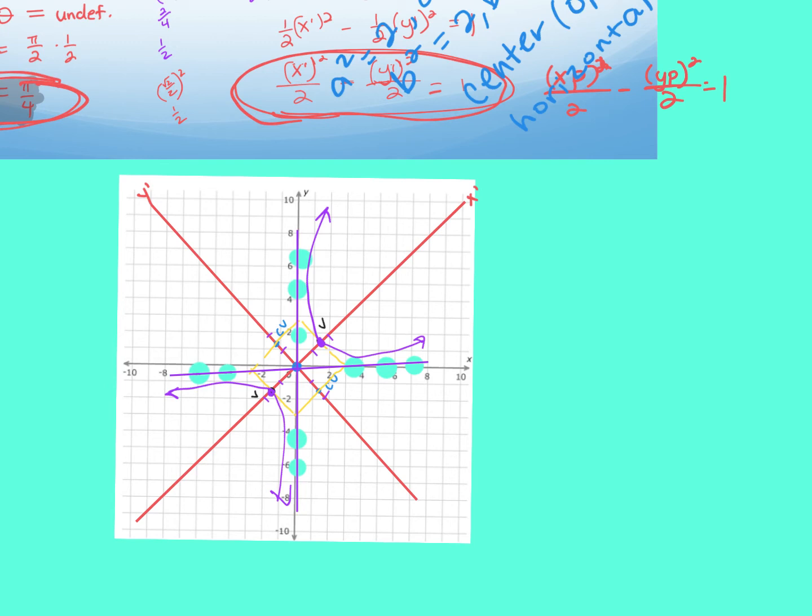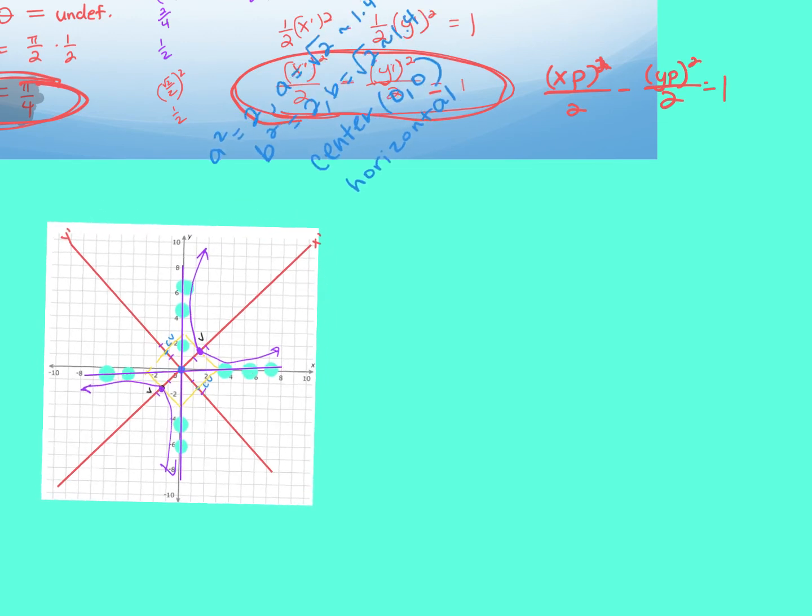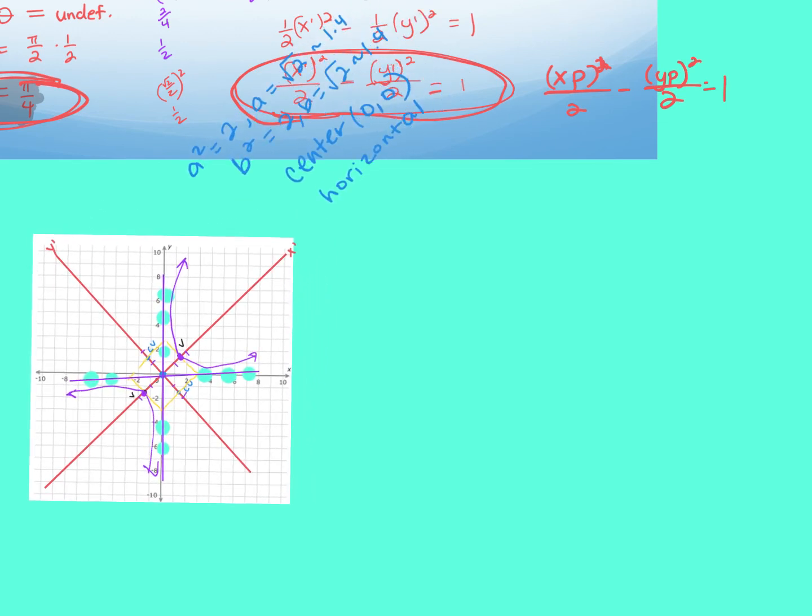Everybody still doing okay? Ceiling fans are still moving. That's a good sign. How'd you check this, make sure it was horizontal again? The first term. So without the primes, right? If you wanted to write it without the primes so that it's easier for you to understand, it was x squared over 2 minus y squared over 2 equals 1. So because the x comes first, it's a horizontal hyperbola.